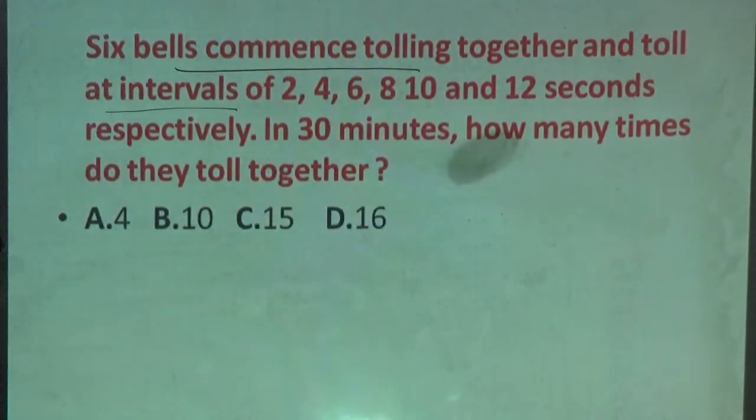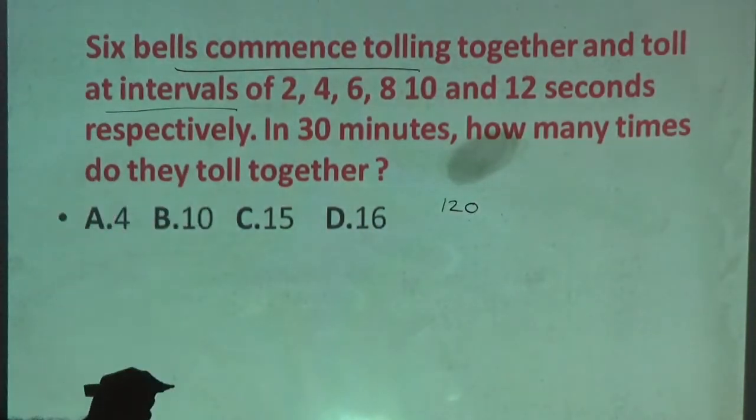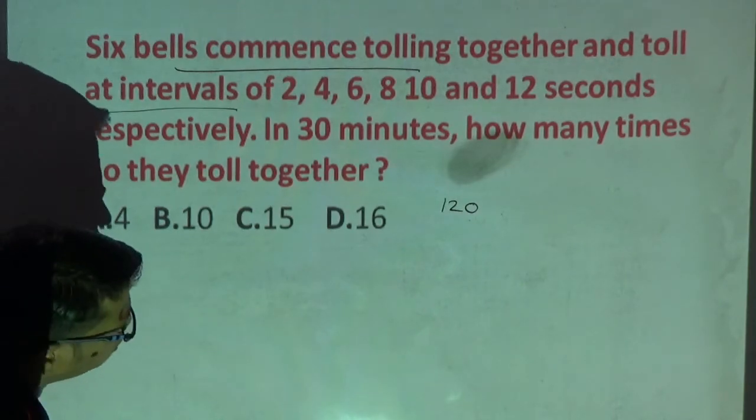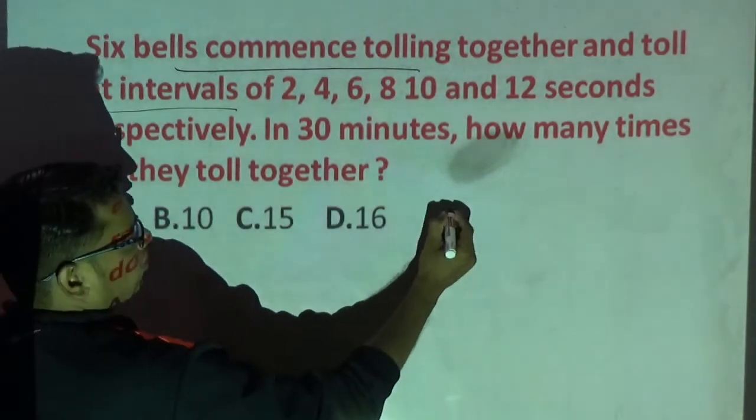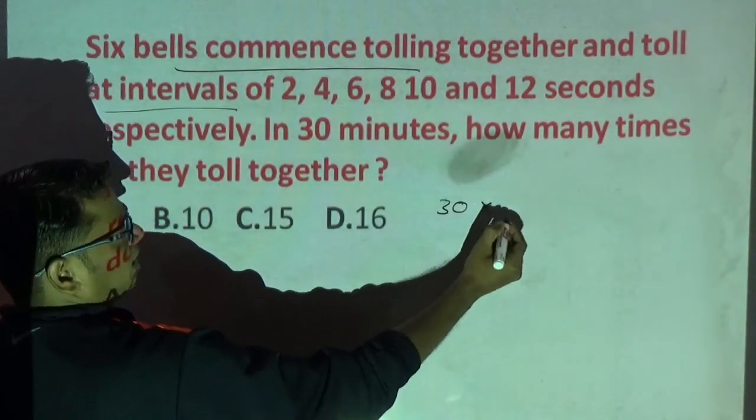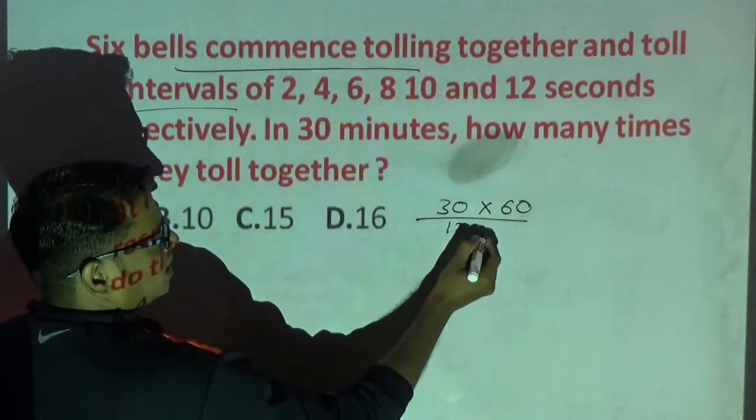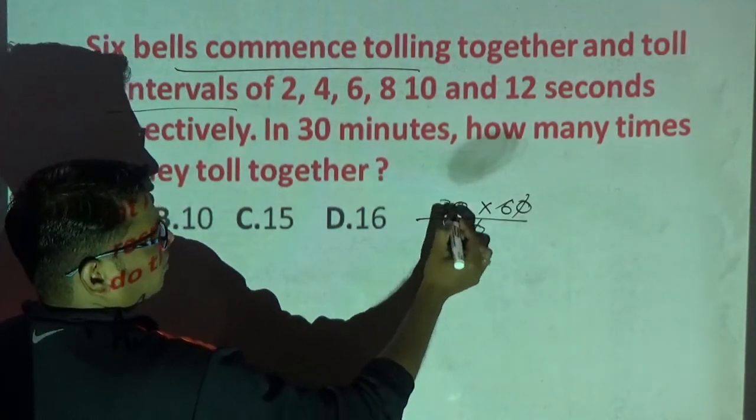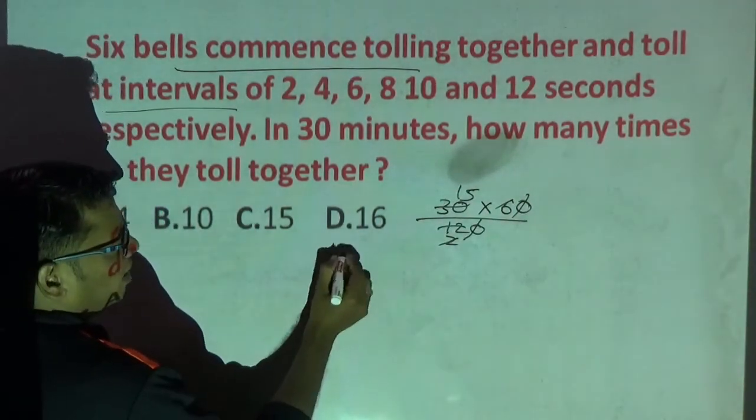So the LCM of these numbers is 120. After every 120 seconds, these bells are going to toll together. Therefore, they are asking in 30 minutes, how many times they toll together? I will convert 30 minutes into seconds, so 30 into 60. They toll together every 120 seconds, so I will cancel this. Then 6 ones are 6, 6 twos are 12, 2 ones are 2, giving 15. So in 30 minutes they toll 15 times.